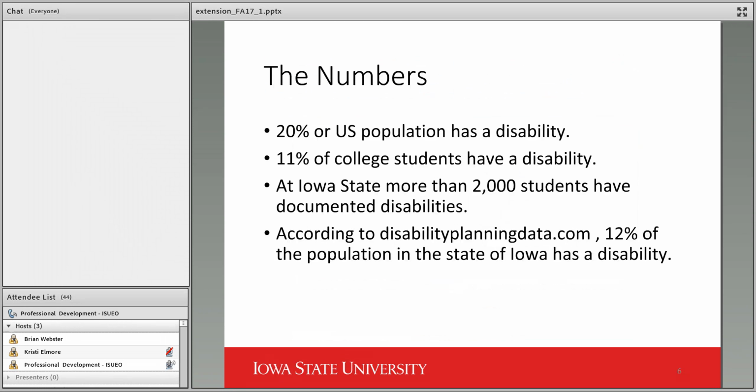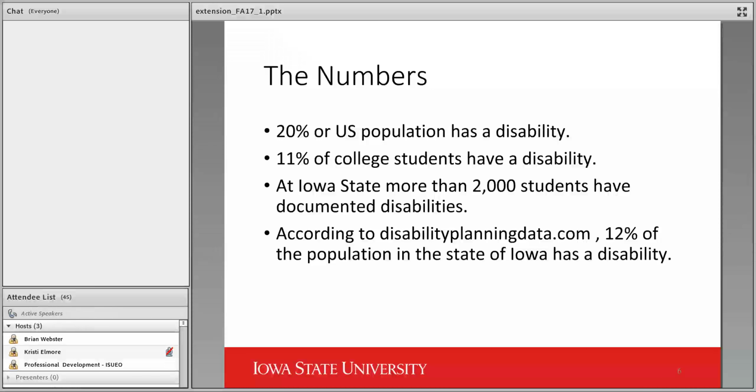Why is it important? So in terms of the numbers, even though I don't really like to talk about numbers, because when we talk about people, we talk about lives and whole stories and personal needs. But we do need to look at the numbers so that we understand the impact of having digital content, web content that is accessible. According to the US Census, there's around 20% of the United States population who have some sort of a disability.